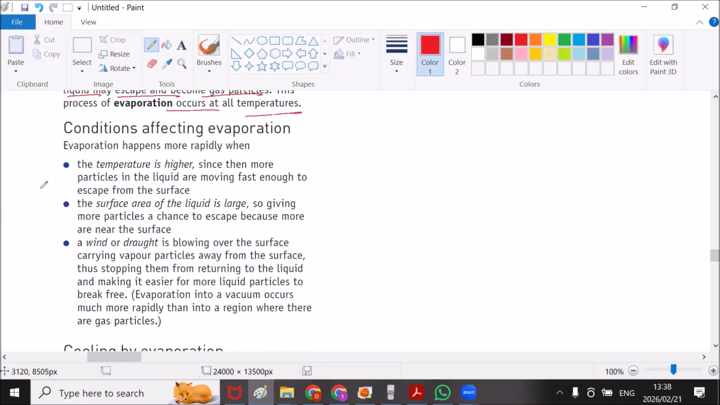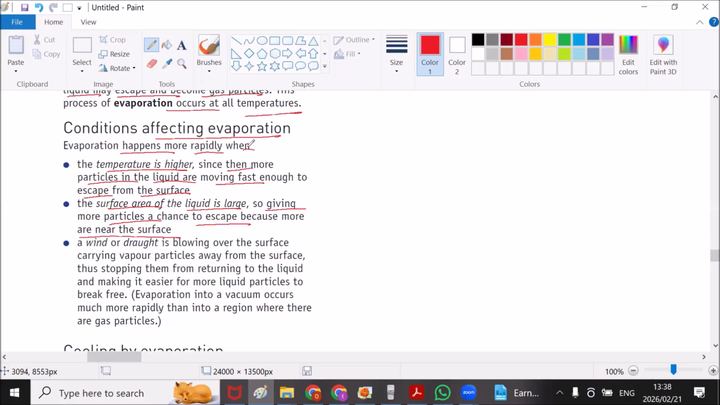Conditions affecting evaporation. Evaporation happens more rapidly when the temperature is higher, since then more particles in the liquid are moving fast enough to escape from the surface. Evaporation happens more rapidly when the surface area of the liquid is large, so giving more particles a chance to escape because more are near the surface.